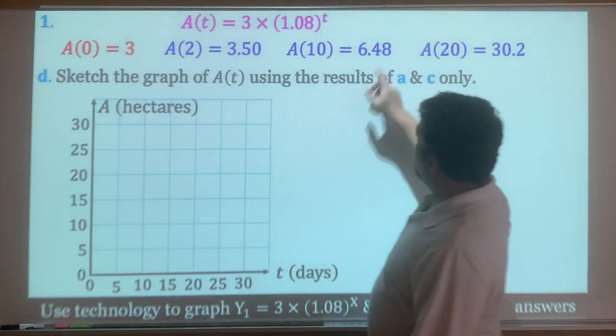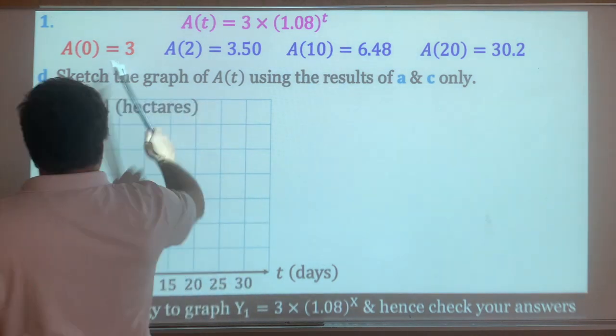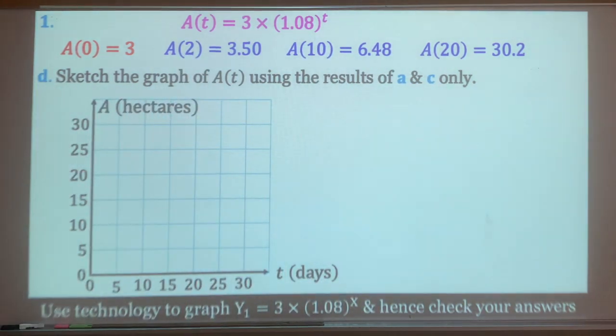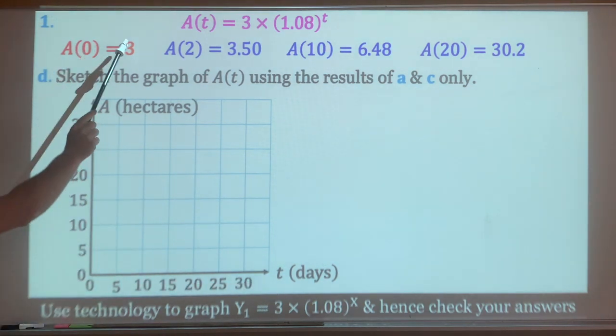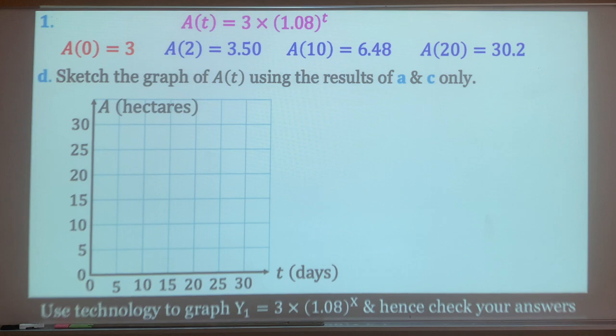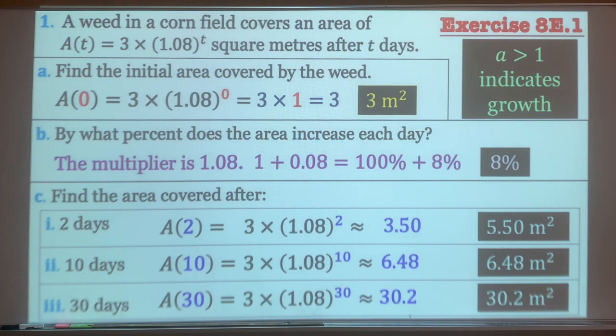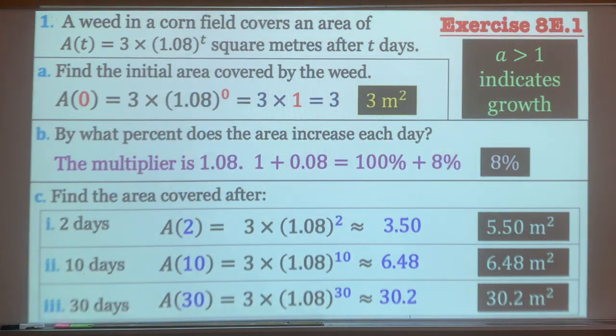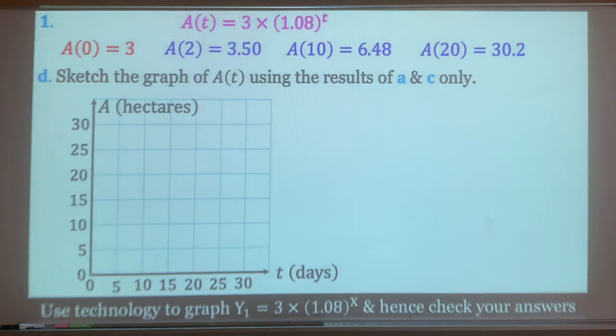All right, what I want you guys to do now is plot these points. This is your x value, that's your y value. Well, that's your t value, that's your A value. Also very important, anytime a is greater than 1, that indicates growth. So you should have been plotting up your points already.